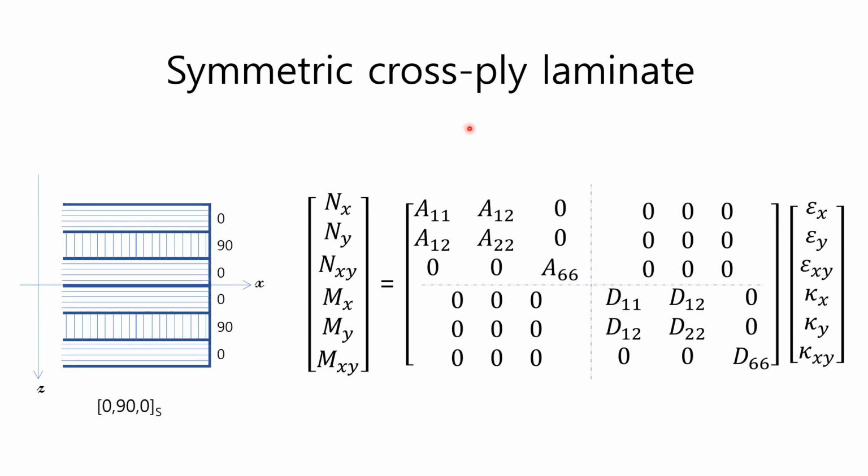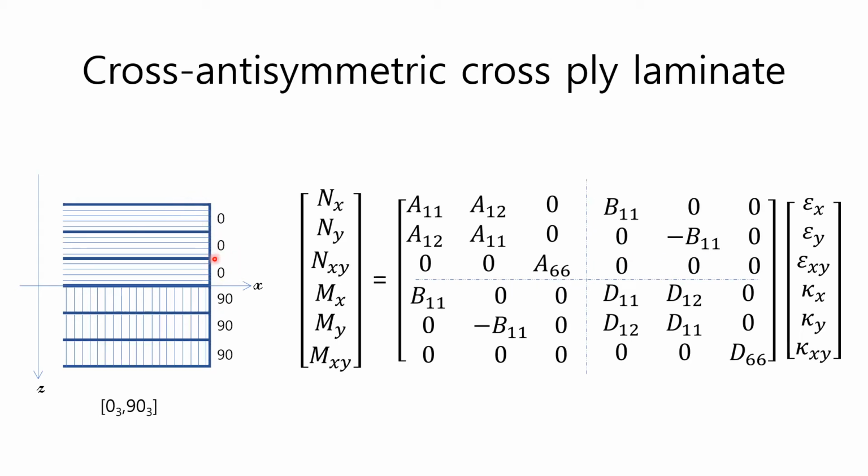In the symmetric laminate with cross-ply layers, all the stiffness elements of the B matrix are equal to zero, and A16, A26 are also equal to zero. Therefore, there will be no plies tear.